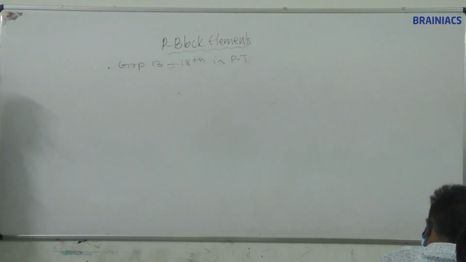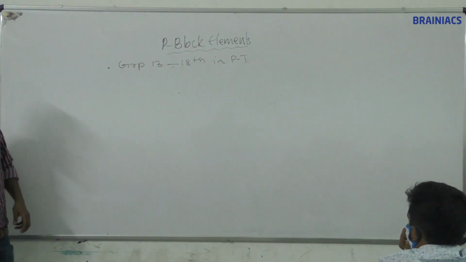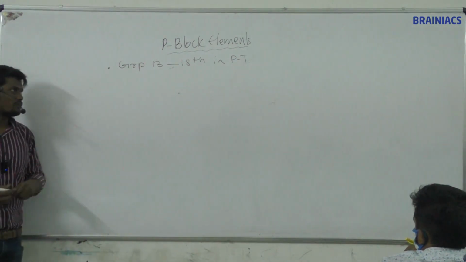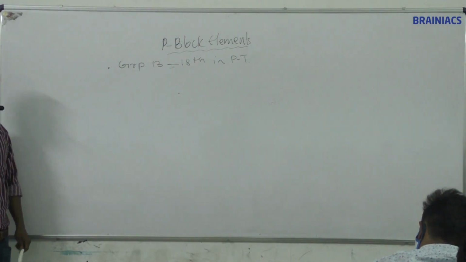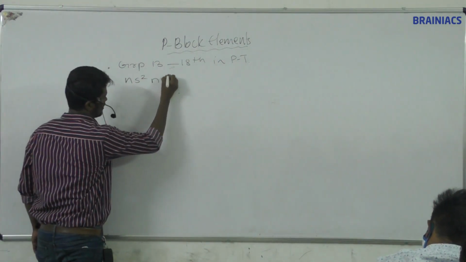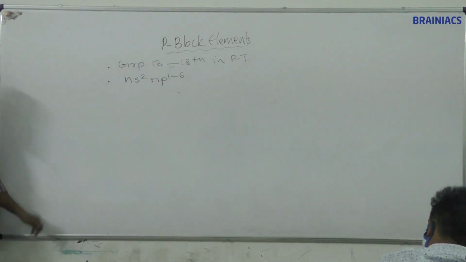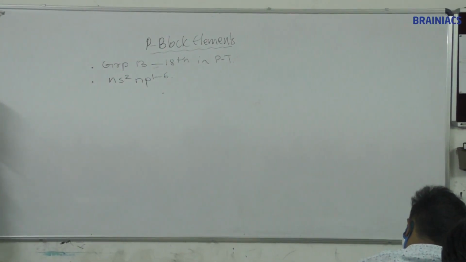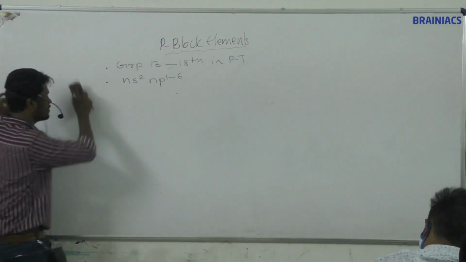So what are the groups of p block elements? They include groups 13 to 18 in the periodic table. The general electronic configuration is ns2 np1 to 6.